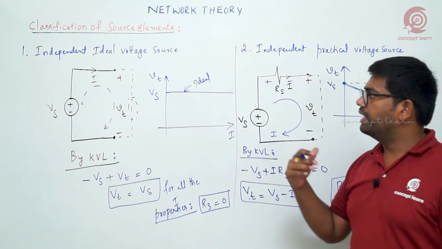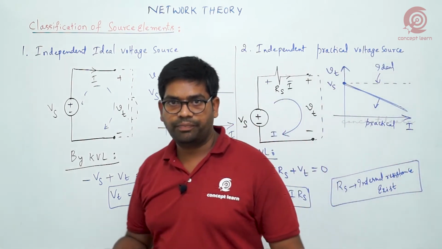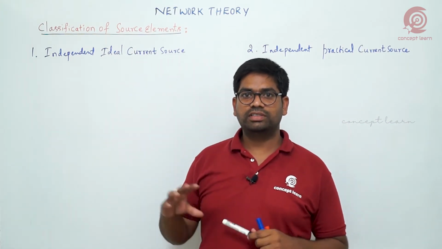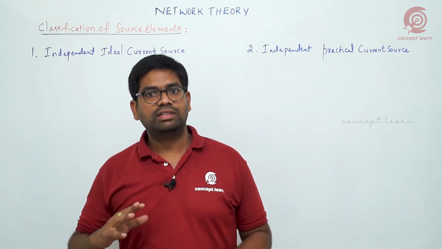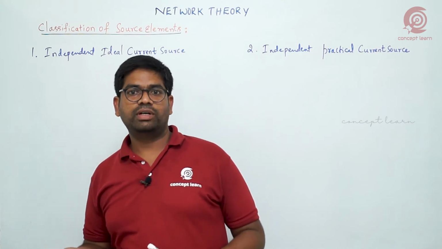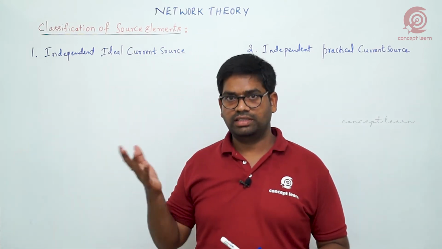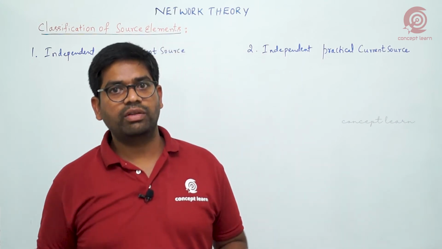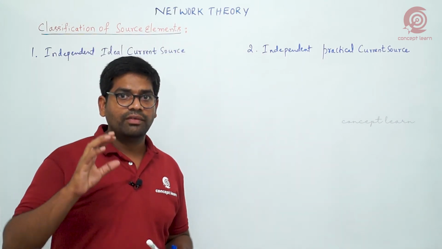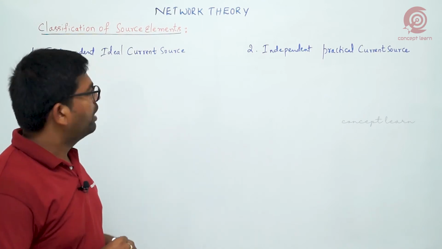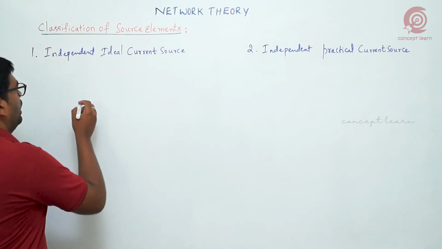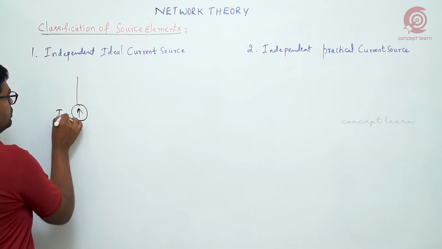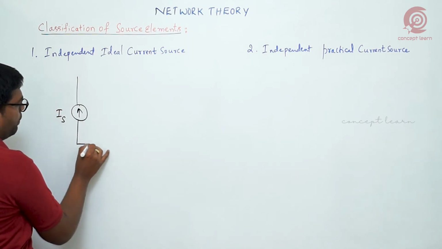Okay, next we will look into another category here. Next category is current sources. Here also we have ideal as well as practical current sources, that is independent only. Current source definitely should indicate the direction, right? First, when you choose an ideal current source, I am going with this kind of direction for the source. I am indicating some value here.